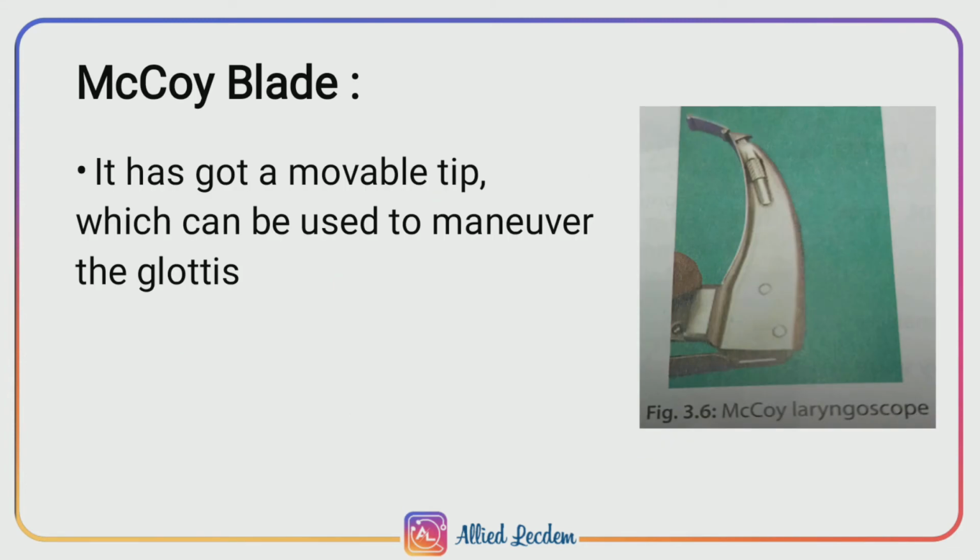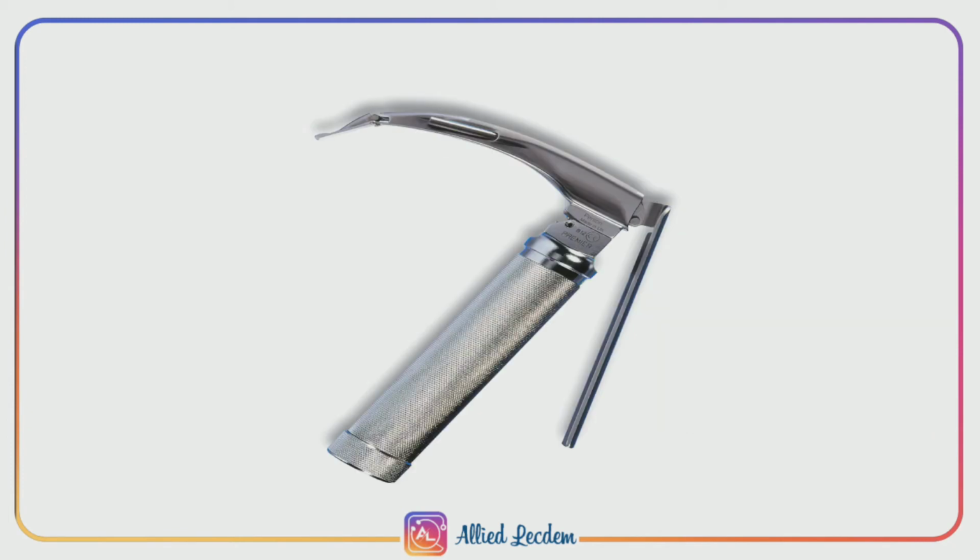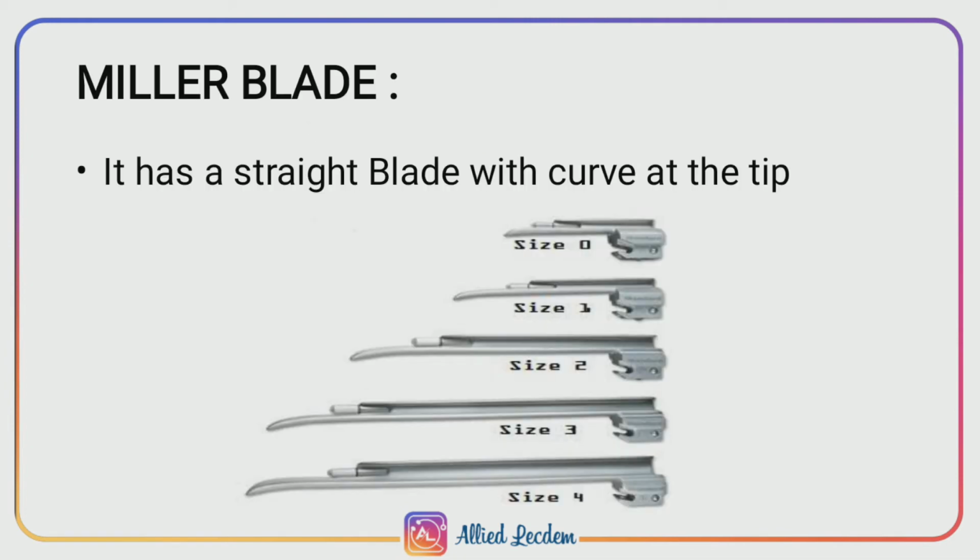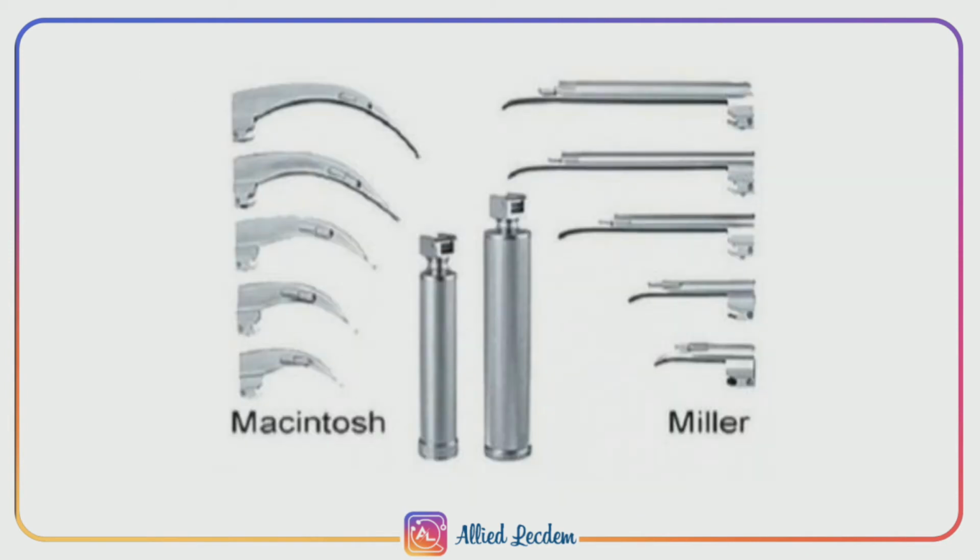McCoy blade. It has a movable tip which can be used to maneuver the glottis. In case of difficult intubation where the glottis cannot be reached, this McCoy blade can be used. This is a picture of the McCoy blade. Miller blade. It has a straight blade with a curve at the tip. A difference between Macintosh and Miller based on sizes is shown here.